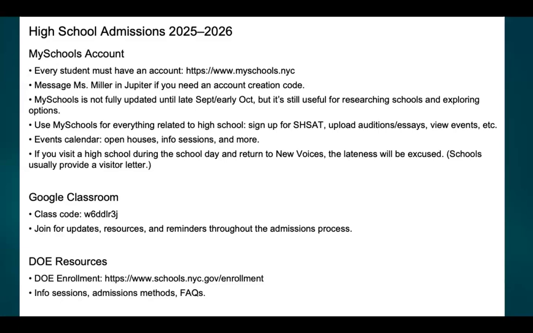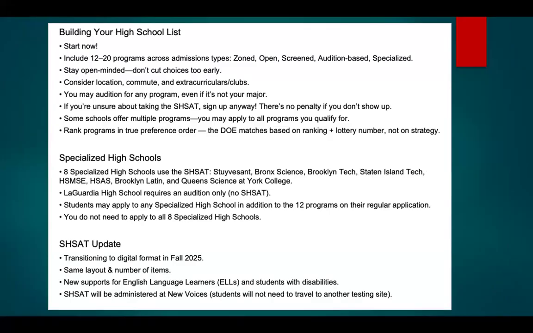Just as far as building a list, I highly suggest 12 to 20 programs. This is in addition to if your child is taking the SHSAT or auditioning for LaGuardia. The big change this year is that the SHSAT will be digital, and it is on November 21st at New Voices. Like I told the kids last week, if you are on the fence whether or not to take it, just sign up for it because there's no penalty if your child doesn't take it the day of the test. But if they come in, I don't know if we'll be able to let them take the test. So just hit yes. And also for the specialized high schools, you don't have to apply to all 8. You could just do 1 or 2.